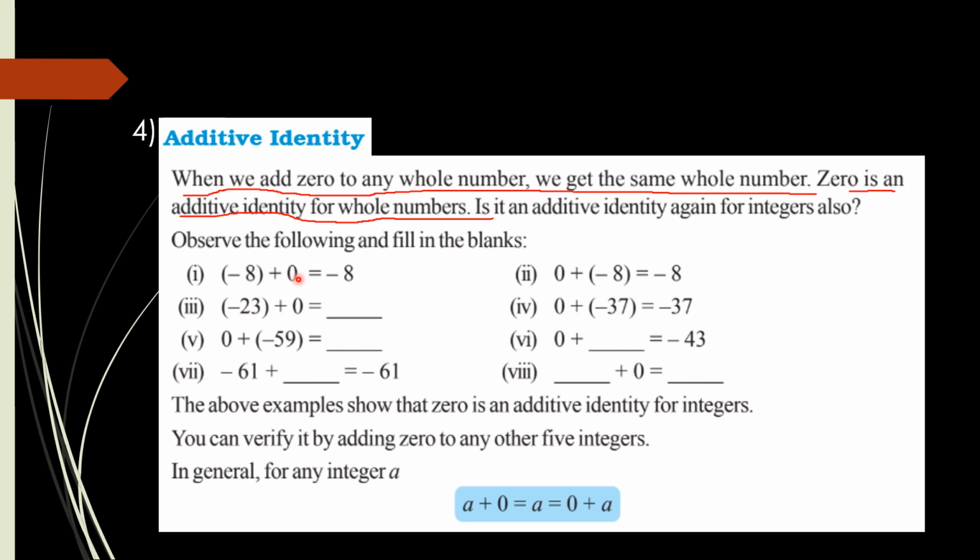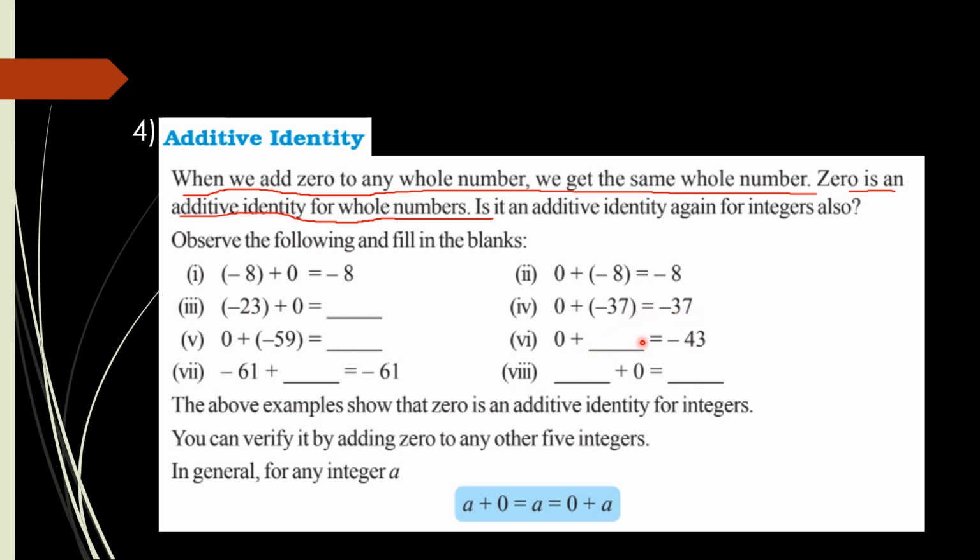-8 plus 0. What is the answer? -8. -23 plus 0. What is the answer? -23. 0 plus -59. Answer is -59. 0 plus -8. Answer is -8. 0 plus -37. Answer is -37.